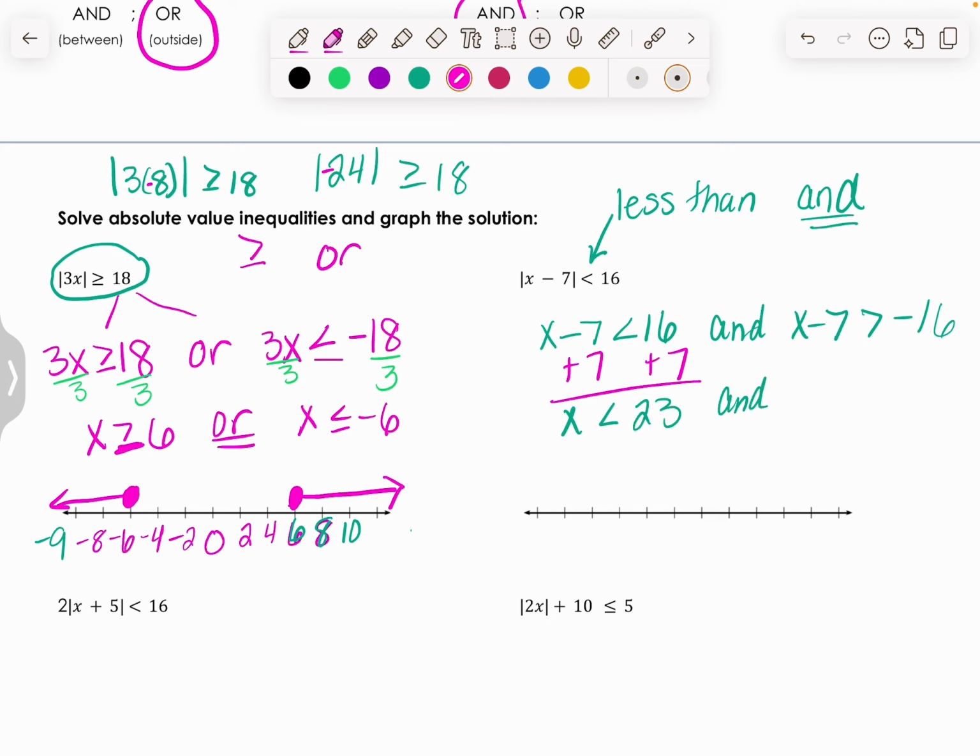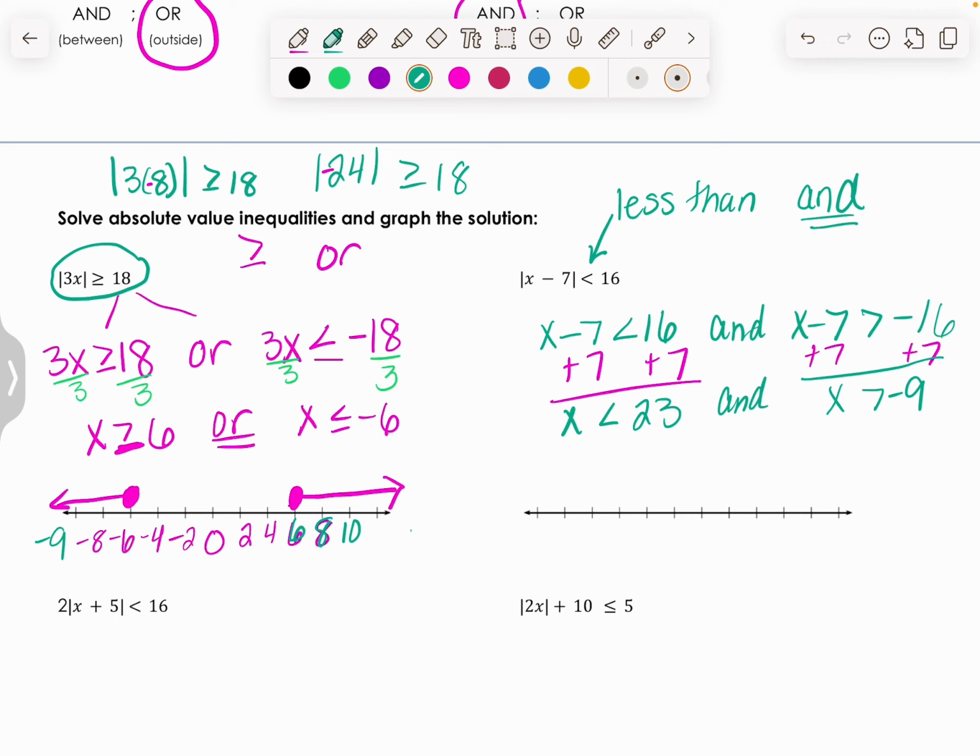And add 7 over here. This time it's negative 16 plus 7. So you're going to have to find the difference between this, which would be 9, and there's more negatives. So it's going to be x is greater than negative 9.